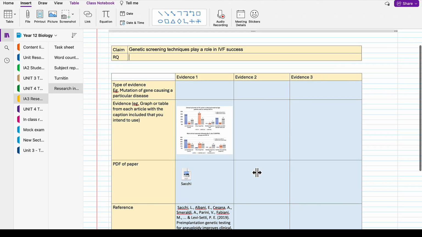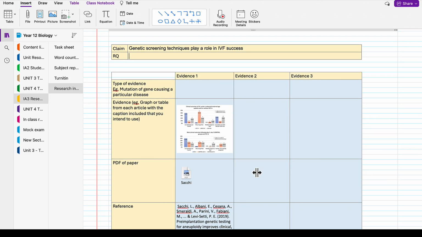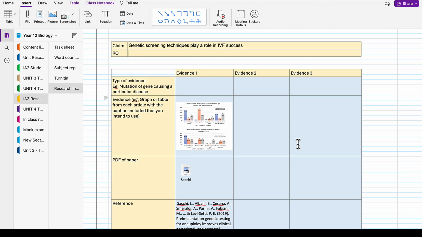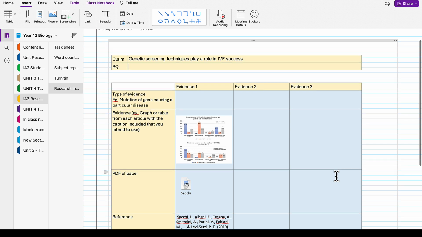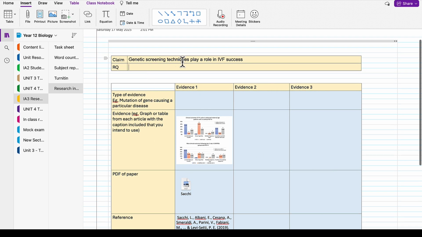Okay, so back to the research investigation. Now that you've got all of your evidence, you'll be confident this is a viable topic for you to write your research question and proceed. So let's have a look. That was the claim: genetic screening techniques play a role in IVF success.